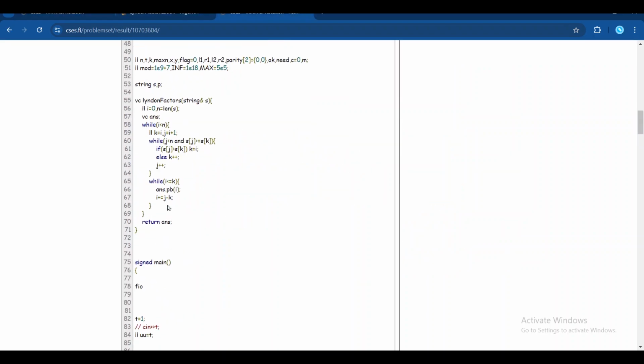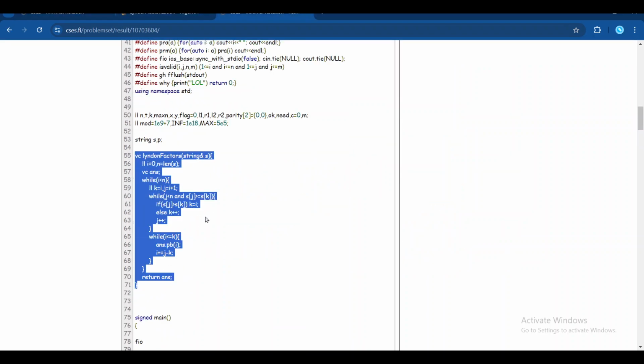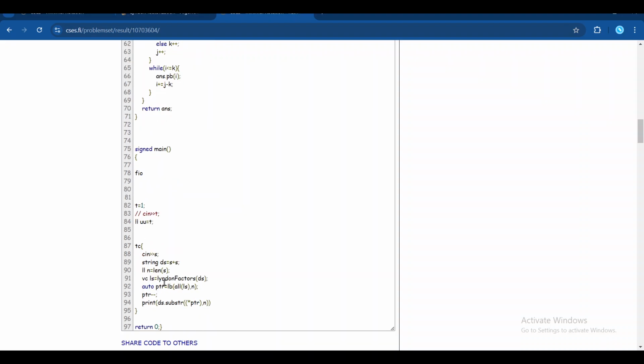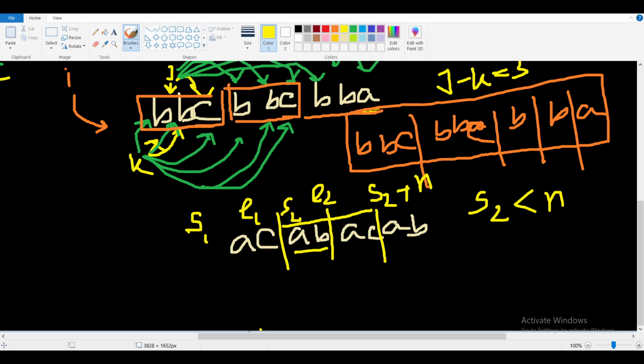So here, this part is just Lyndon factorization. Instead of pushing the substring to the Lyndon factors, I am pushing the start indexes of the Lyndon factors. So that's why we are doing answer.push_back(i), and I is incremented by j minus k. After that, I am taking lower bound of n in the answer. Lower bound of n means it will give us something from n to 2n.